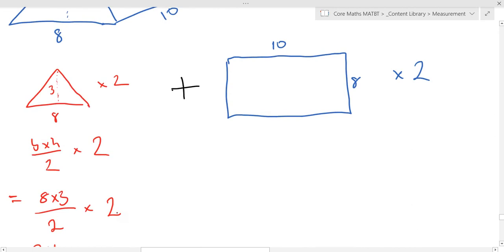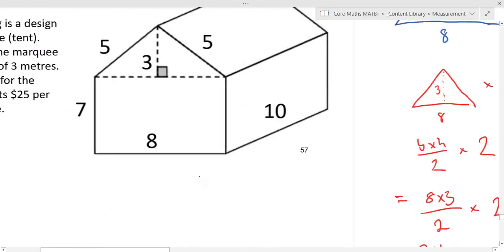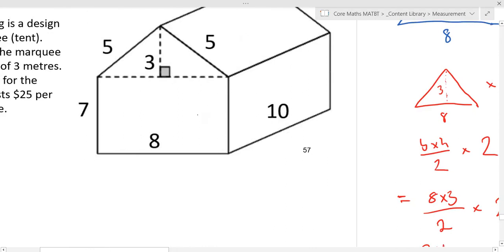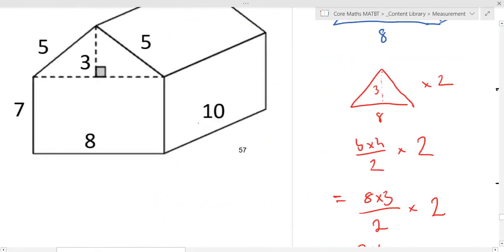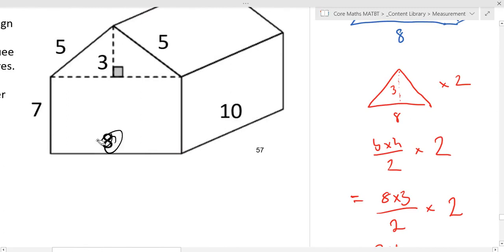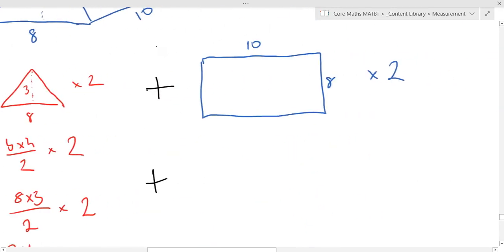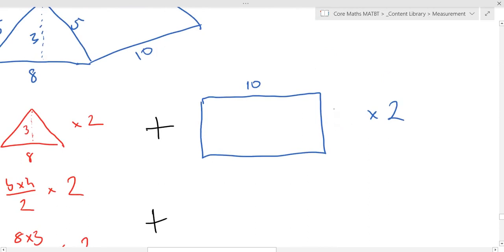Yes? For the rectangles, where do you get the 8 from? The 8 is from the base of the actual shape here. So this, I labeled it wrong, haven't I? It shouldn't be 8 because that's that. What should it be? 5. Should be 5. Good. Thanks for catching that. My bad.